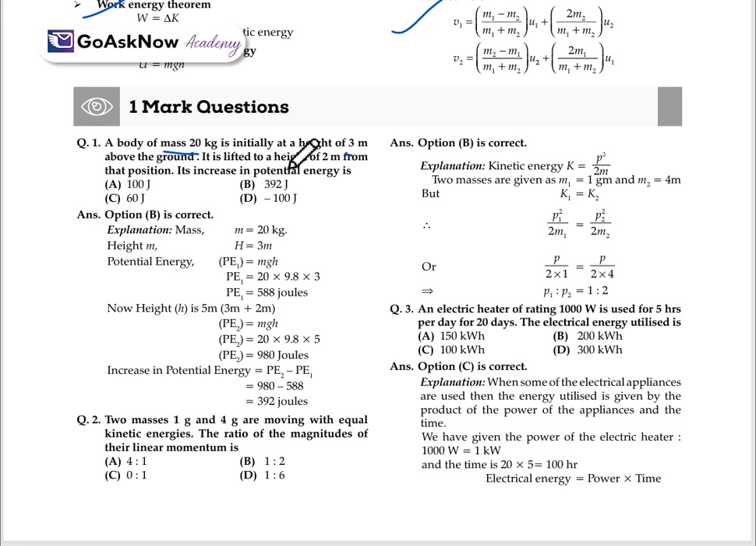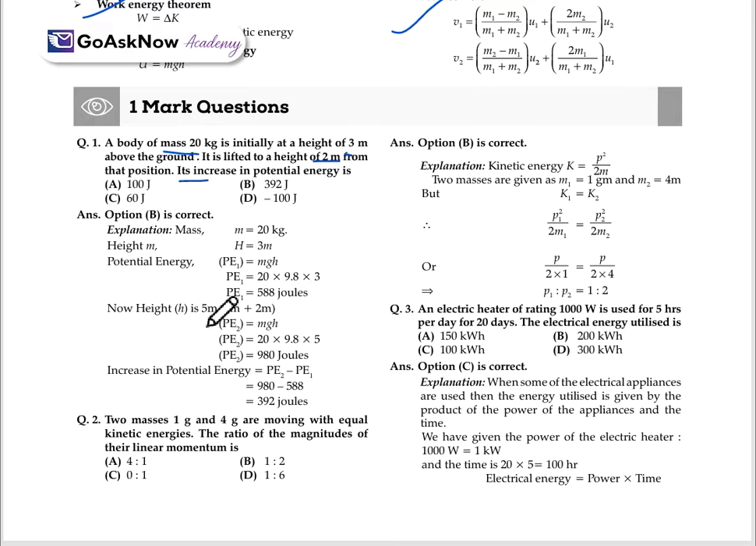Above the ground, it is lifted to a height of 2 meters. From that position, its increase in potential energy is? So we have mass 20 kg, h is 3 meters. The potential energy of the first one, we will find, Pe1 is equal to mgh. Then we'll substitute all the values. We get Pe1 is equal to 588 joules.